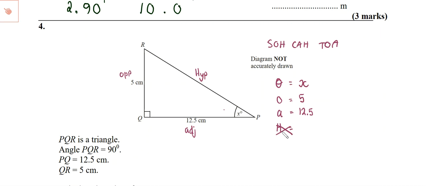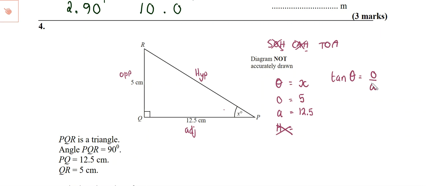What does that mean about our choice of ratio? Which one can we use? TOA, because this has got a H, this has got a H, so we have to cross both of them out. We can't use them. So we're going to use the tangent of the angle is equal to the opposite side divided by the adjacent.